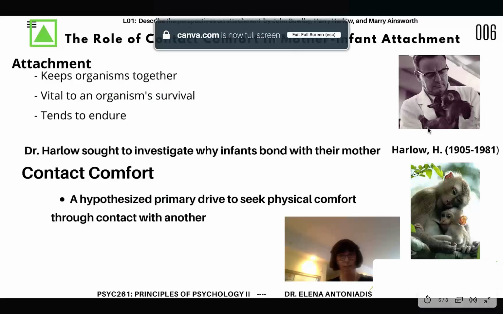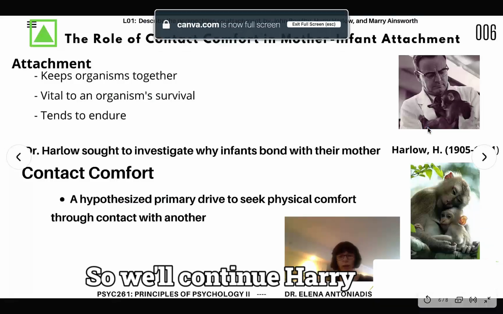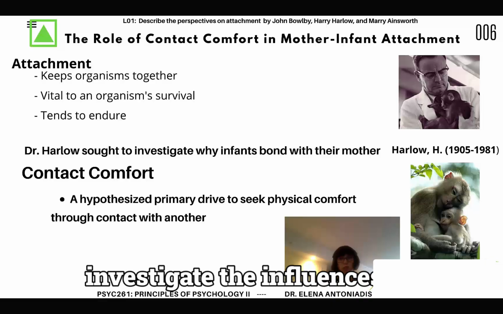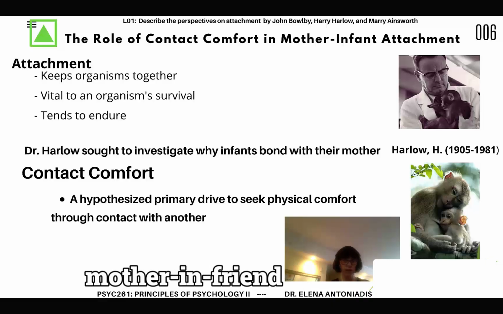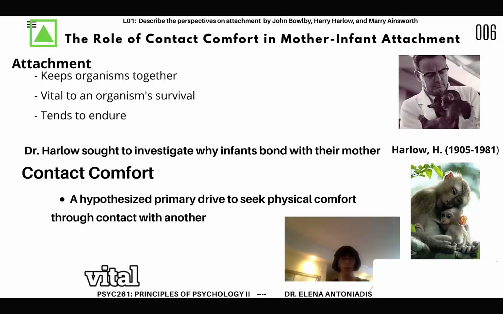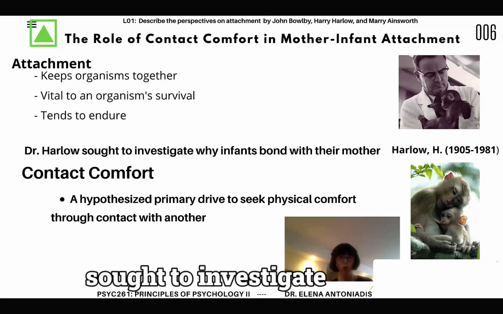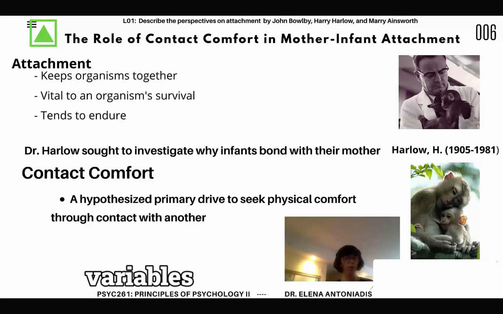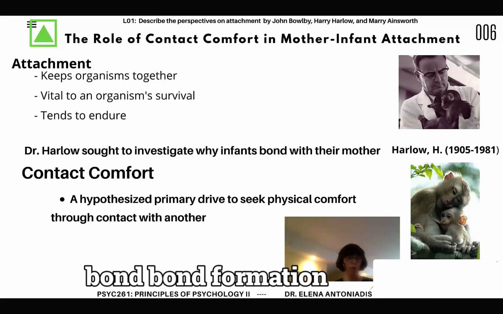So we'll continue. Harry Harlow, during the same period, also sought to investigate the influences that contributed to the mother-infant attachment. So again, attachment is what keeps organisms together. It is vital to an organism's survival, and it tends to endure. And so Dr. Harlow sought to investigate why infants bond with their mother. How is it that this attachment, this bond formation, occurs? What variables are influencing bond formation in infants?